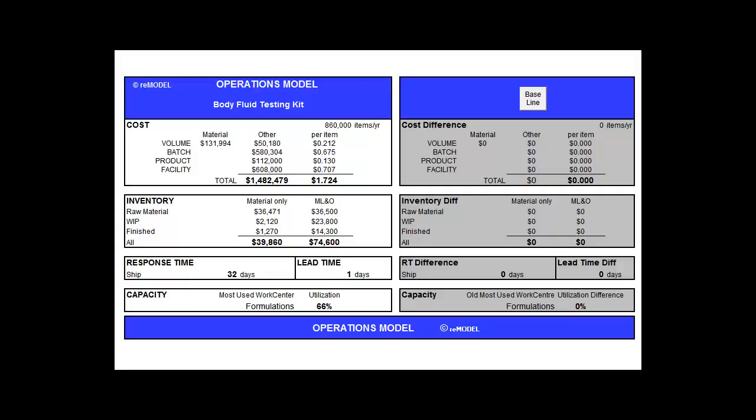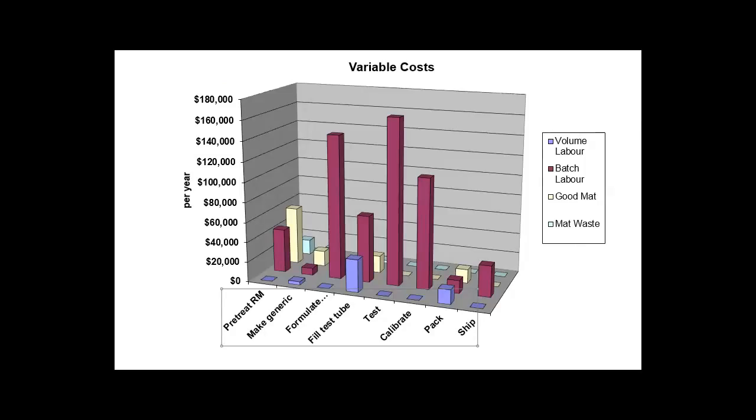Now we'll look in greater depth by looking at cost, inventory, time and capacity elements by activity and work center. Cost first. We can plot the variable cost elements this way in what we call a Manhattan diagram. There are 4 types of cost. We've got volume related labor, which is the blue. There is batch related labor, which is the purple.